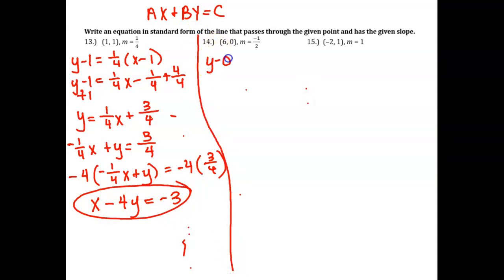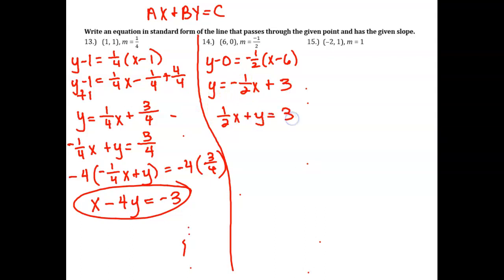Okay, y minus 0 equals negative 1/2 times x minus 6. So y is going to be equal to negative 1/2 x plus 1/2 times negative 1/2 times negative 6 is 6/2, which is 3. Bring the 1/2 x to the other side. I get 1/2 x plus y equals 3. Now I'm going to multiply every term by 2 to get rid of that fraction. So I end up with x plus 2y is equal to 6.